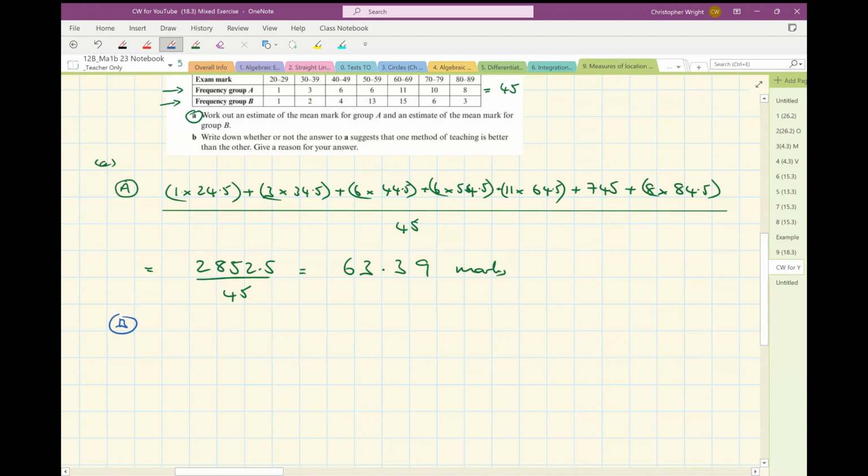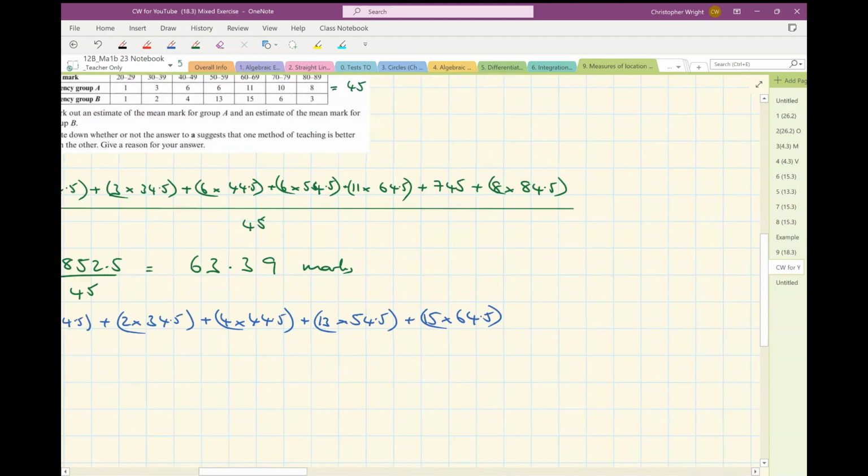Right. Well, in Group B, again, one of the students scored 24.5. Two of the students scored 34.5. 4 of the students scored 44.5. 13 of the students scored 54.5. 15 of them scored 64.5. 6 of them scored 74.5.